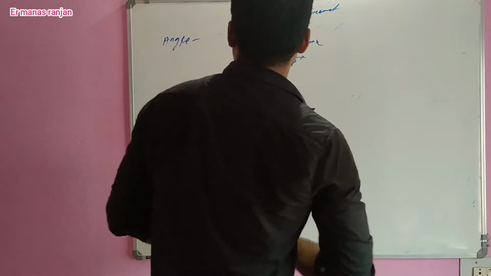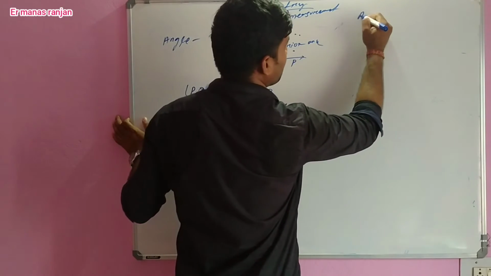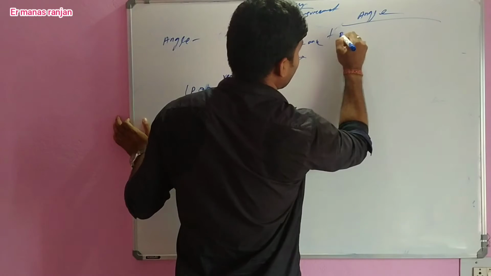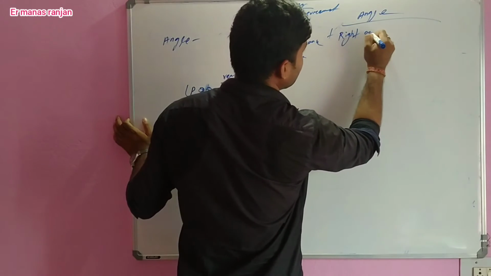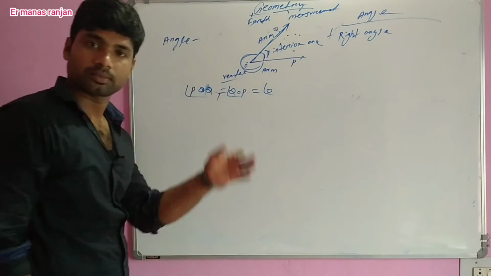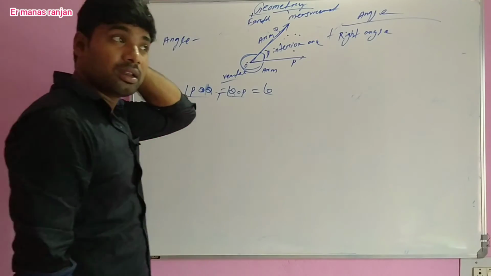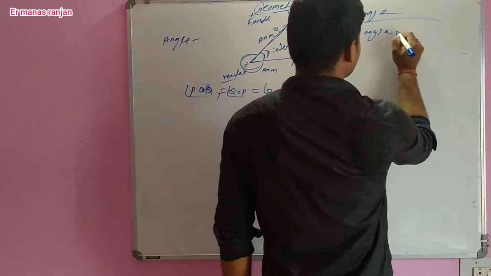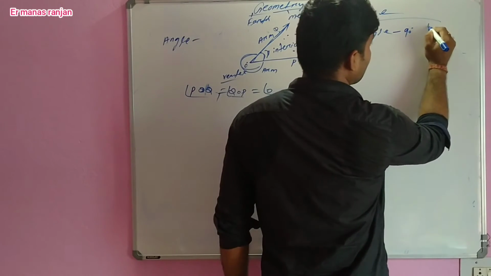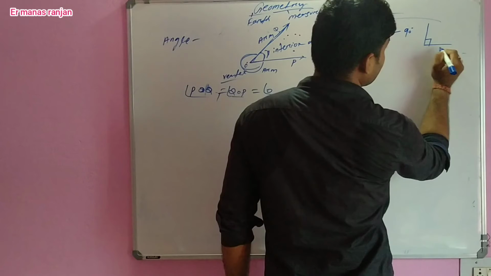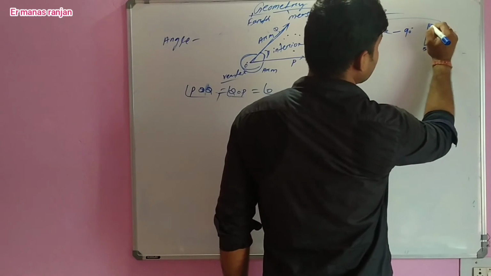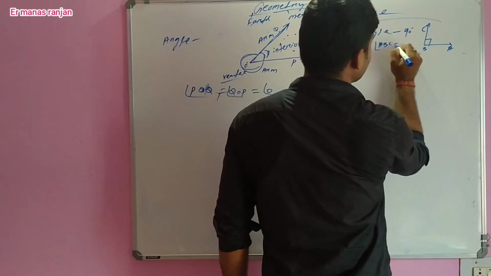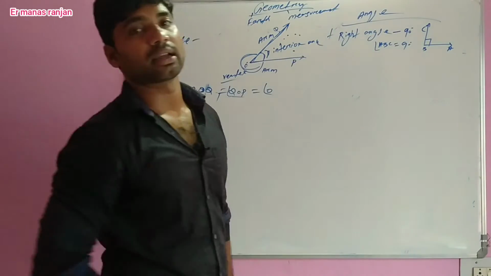Angles are classified into different types. First one is the right angle. Keep in mind, a right angle is an angle whose measure is 90 degrees, like this. Angle ABC equals 90 degrees. That is called a right angle.